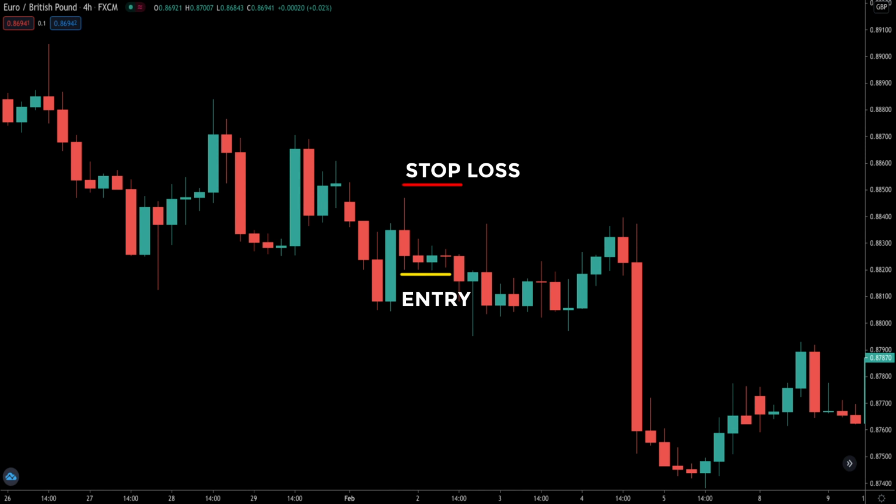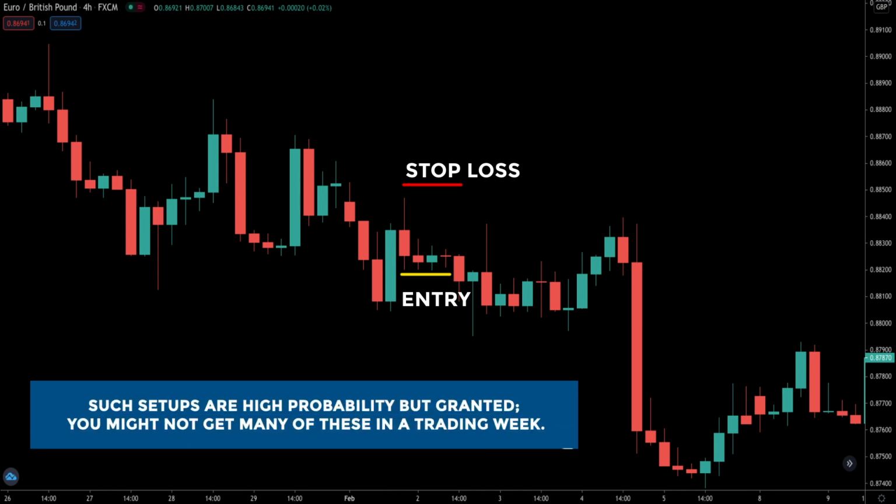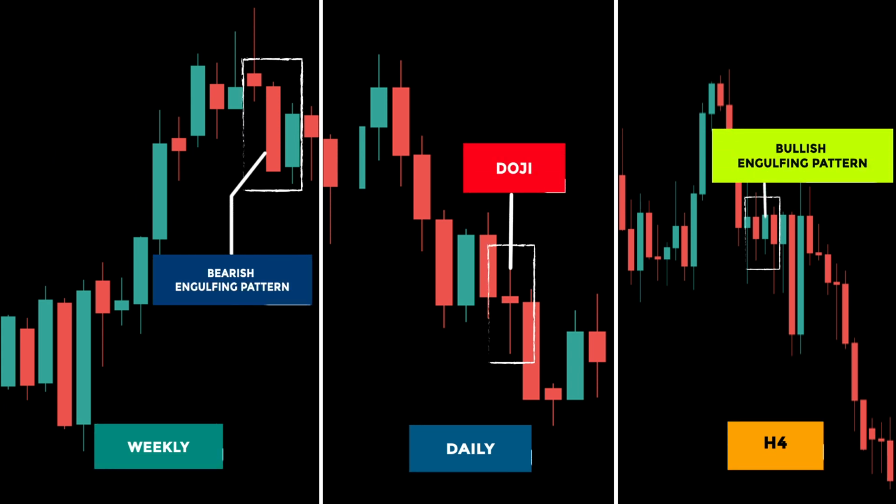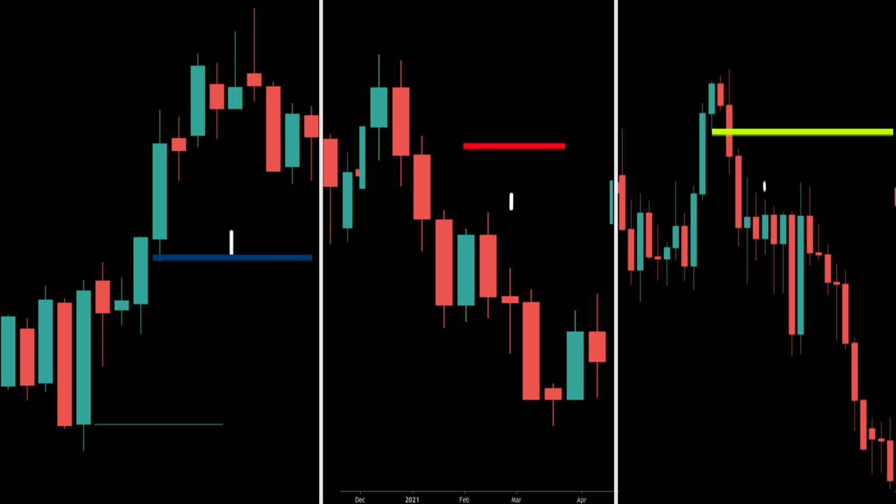And that's the entire trading strategy. Such setups are high probability, but granted, you might not get many of these in a trading week. Often, what happens is the weekly chart doesn't align with the daily, or perhaps the H4 chart doesn't align with the daily. Nonetheless, this is a good momentum trading strategy that you can incorporate into your trading arsenal.